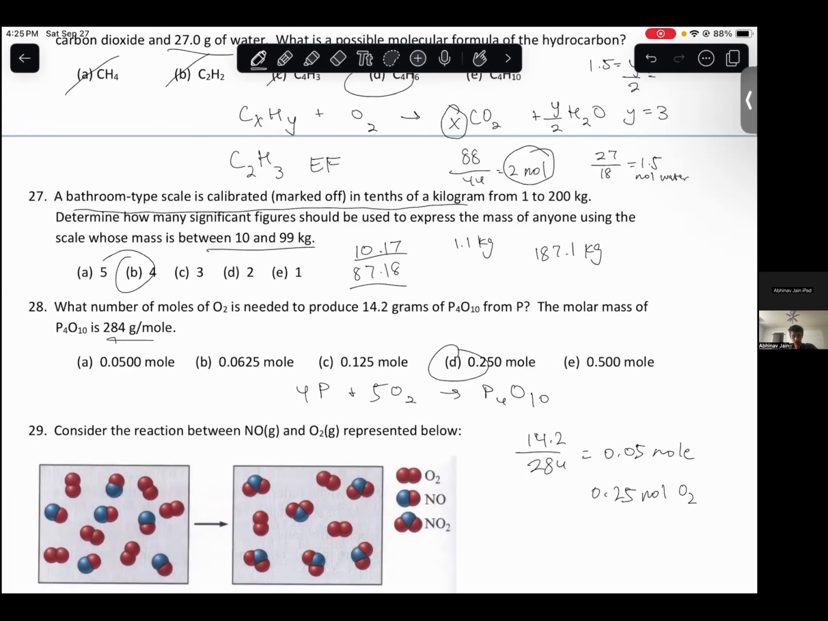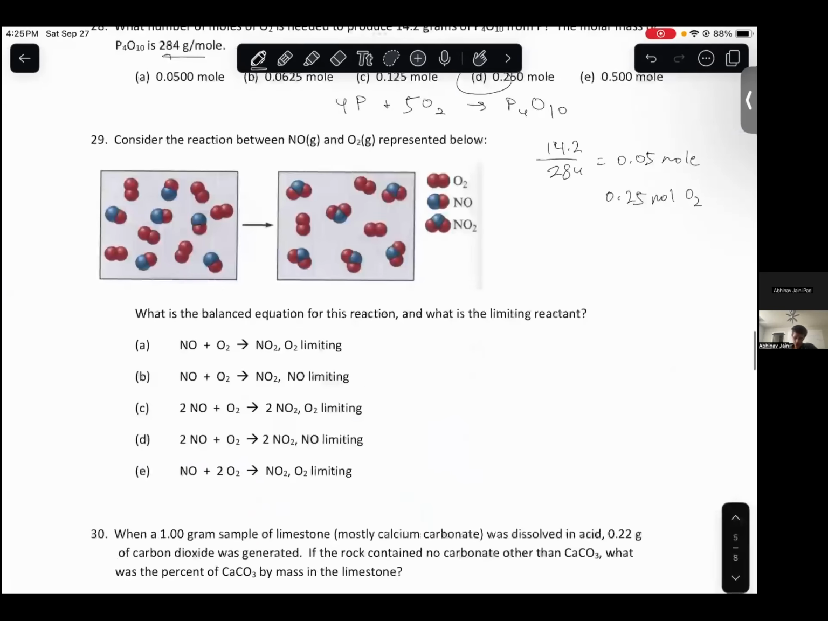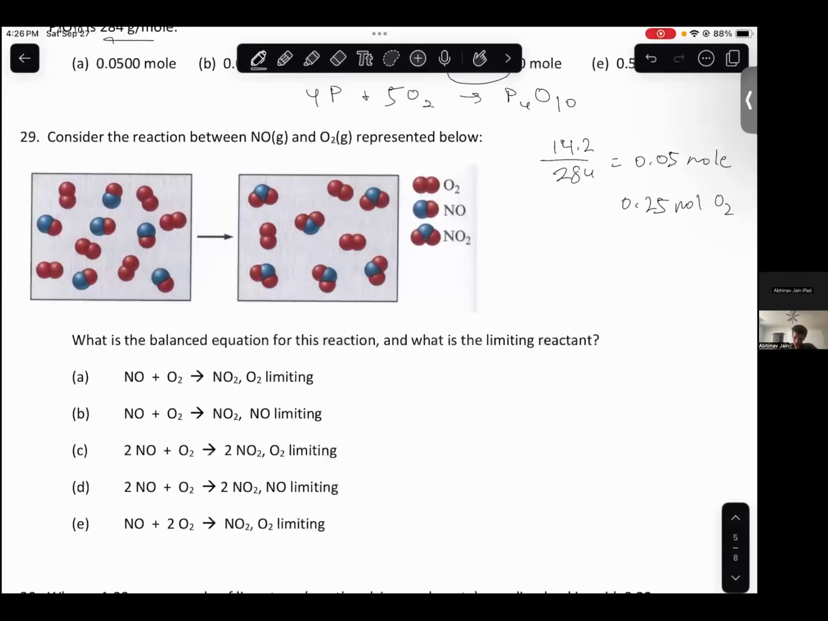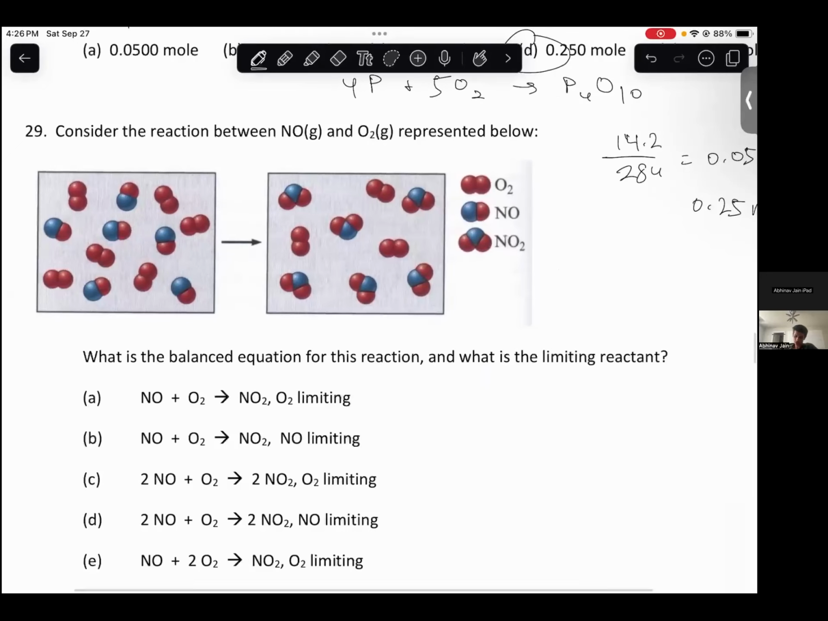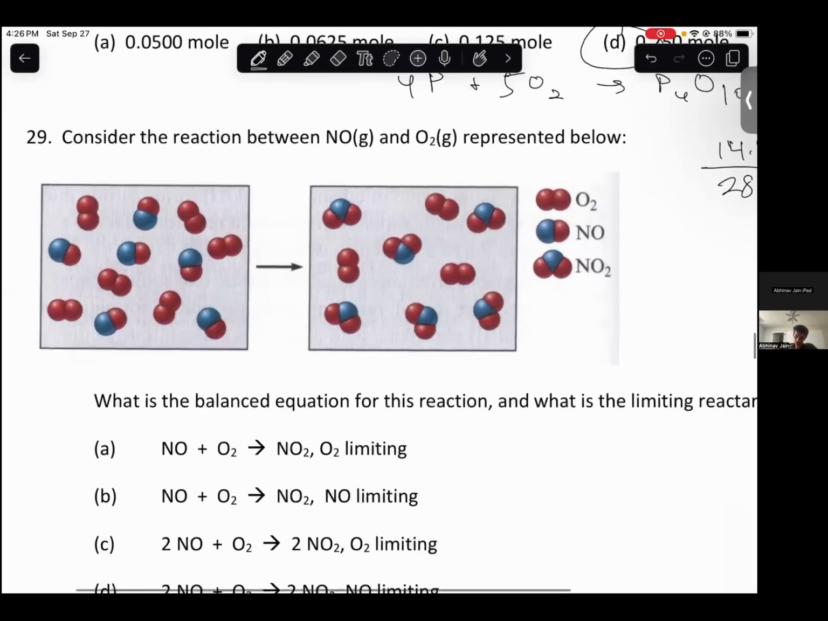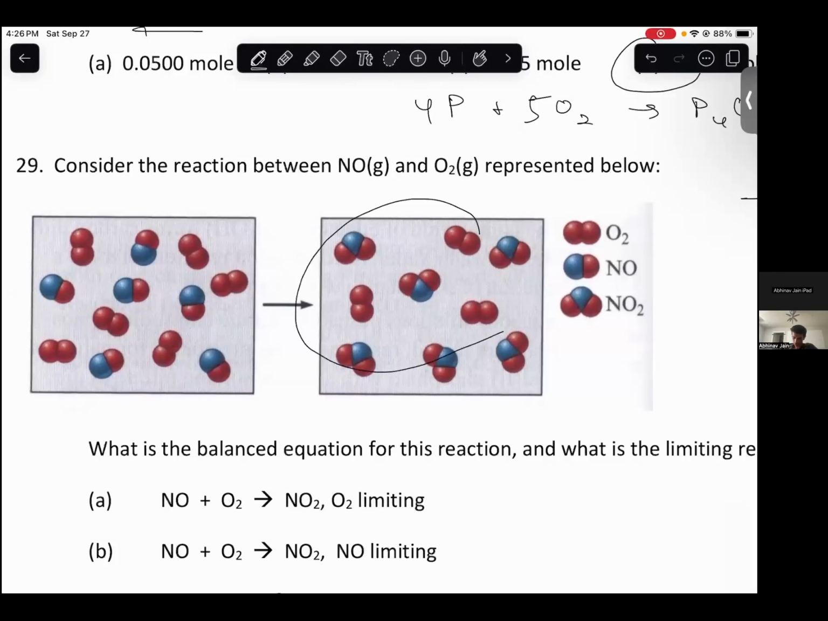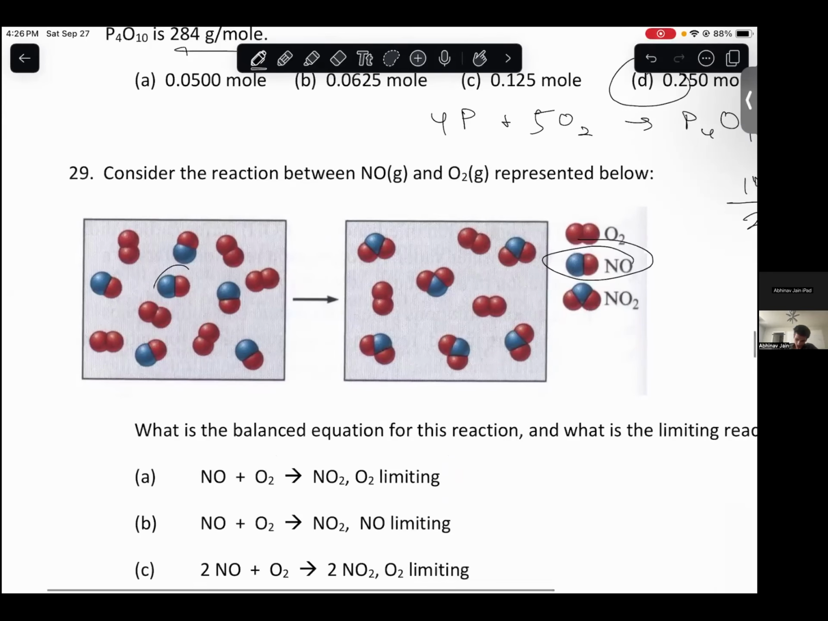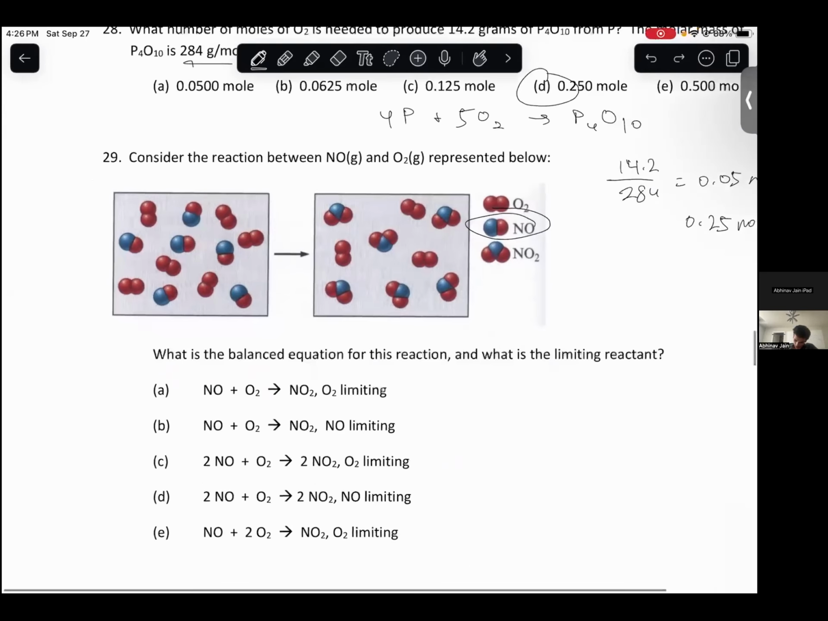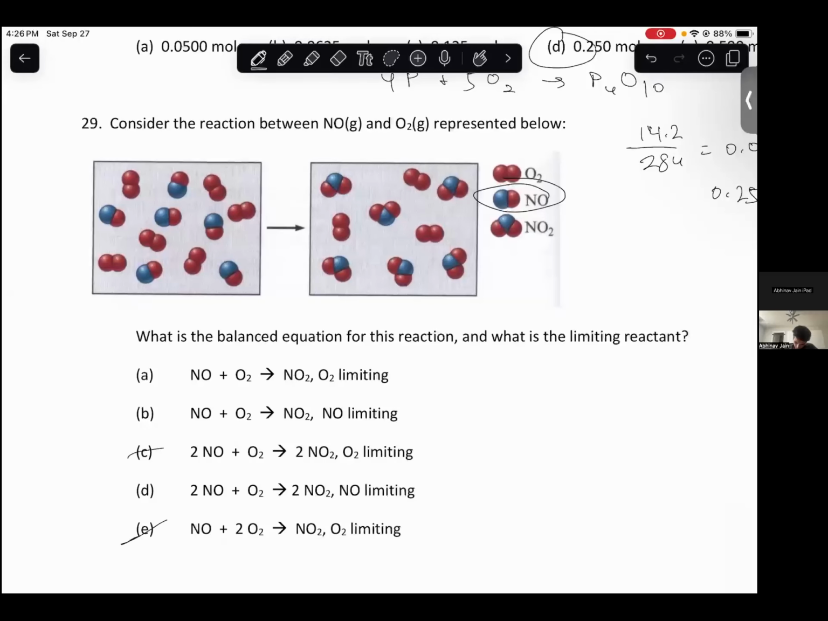Now, next up, 29. What is the balanced equation for this reaction? What is the limiting reactant? Obviously, the limiting reactant is going to be the one that's not in excess. Look at the products. You can see that the red is in excess because there's some leftovers. That's O2. So that means the limiting reactant must be the other reagent, so NO. So that means the NO is limiting. So we can eliminate some answer choices. Eliminate E, C. So it has to be either B or D.